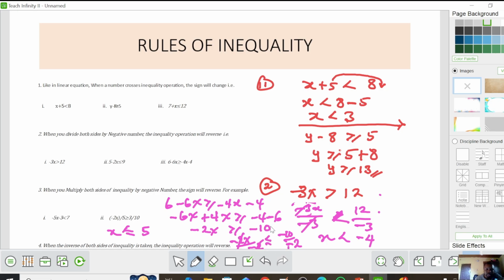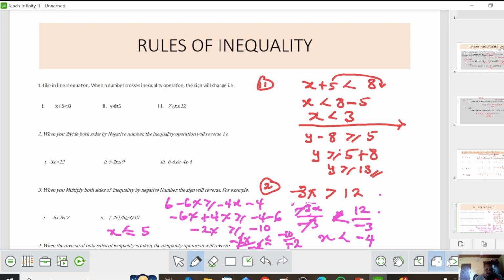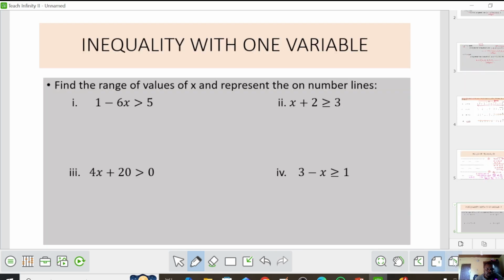Whenever you multiply both sides or you divide both sides by a negative number, the inequality operation will reverse.